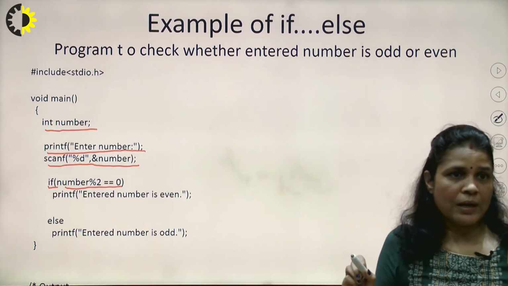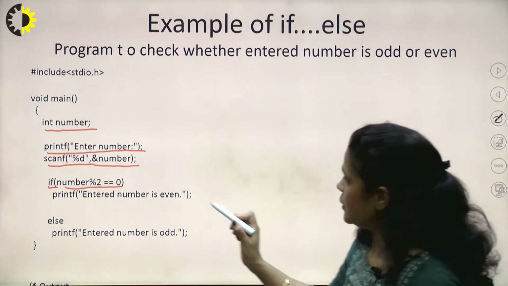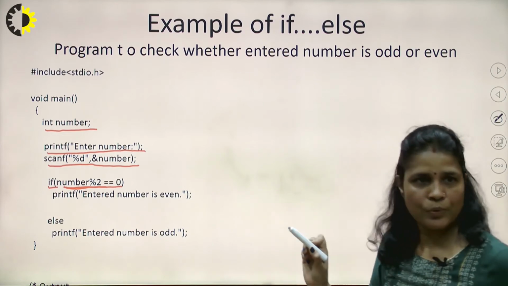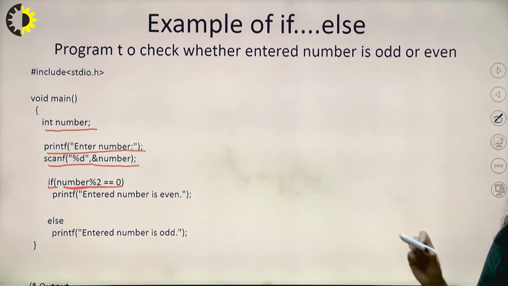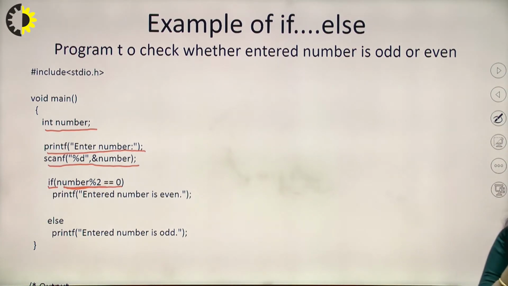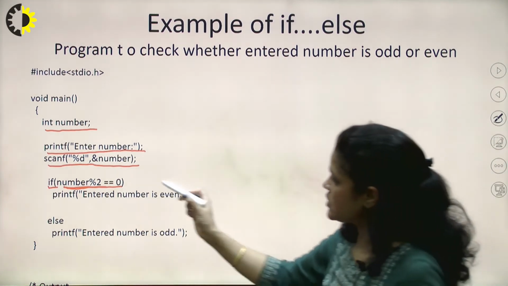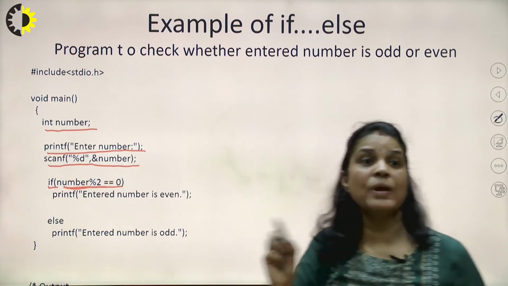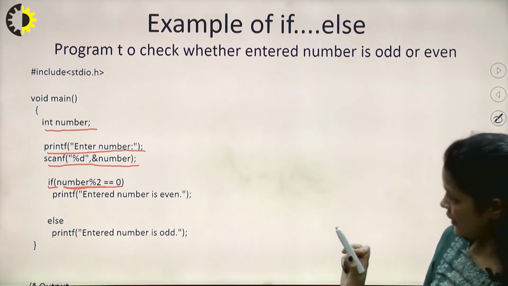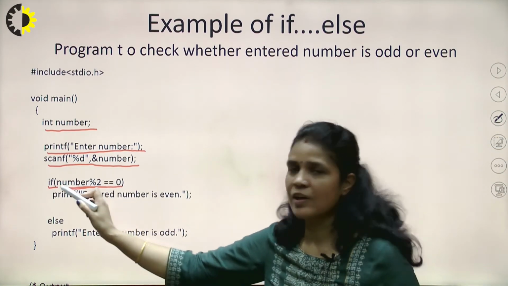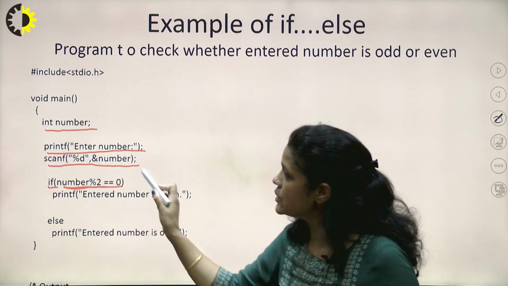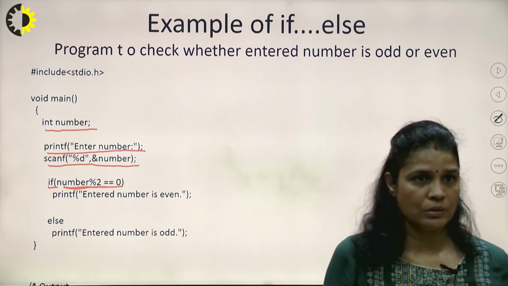So what is the logic behind it? We need to take the number, modulus operator, then 2, to check whether the number is odd or even, right? So if this number is divided by 2 and we get the remainder 0, then only we can say that the number is even, right? So that is the logic we have written here inside the bracket. This expression will return 0 only if the number is even.